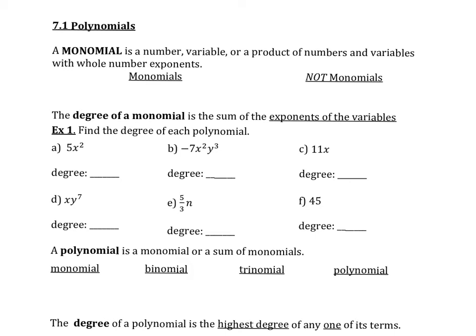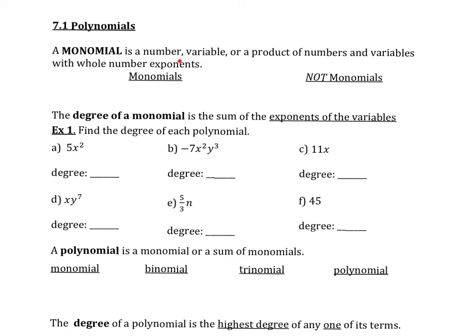In Chapter 7, we are going to study polynomials. So for the first section, we're mostly going to be focusing on the vocabulary of polynomials. And so you can hear me say polynomial a bunch of times till you get used to saying it. Okay, so the first kind of polynomial is a monomial.